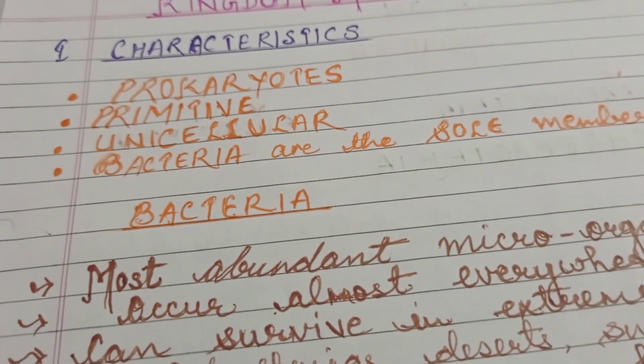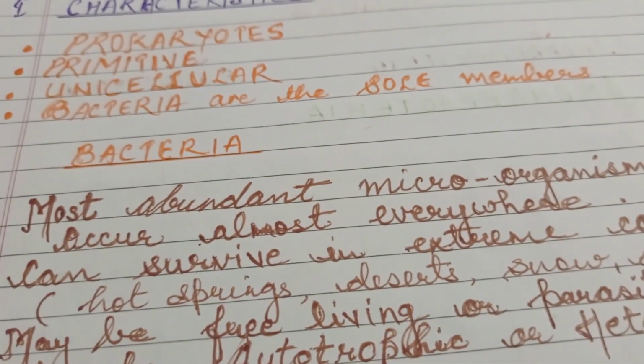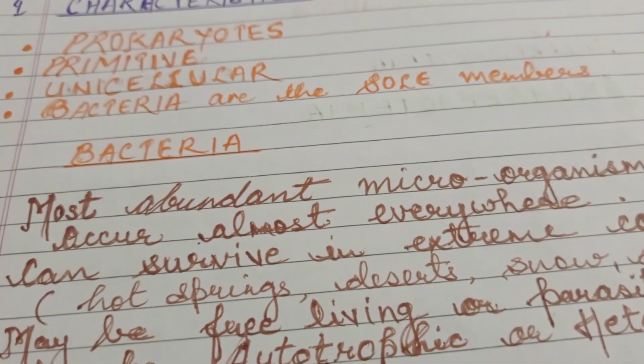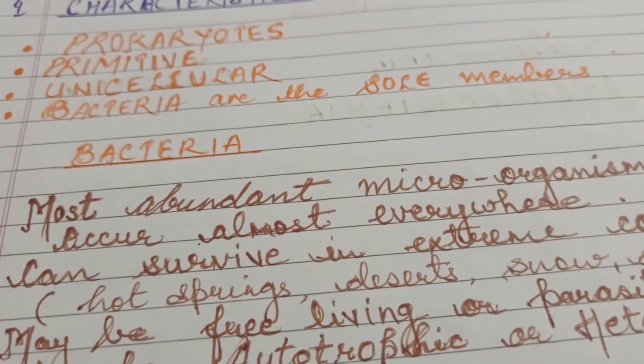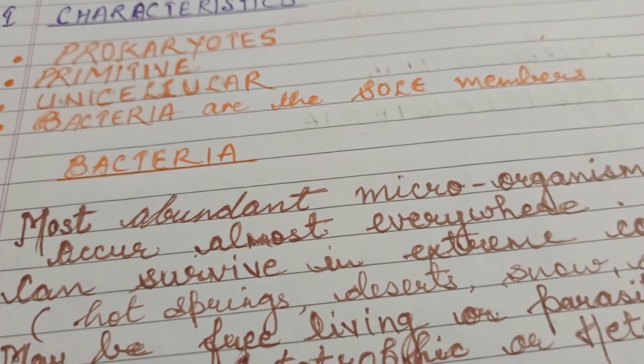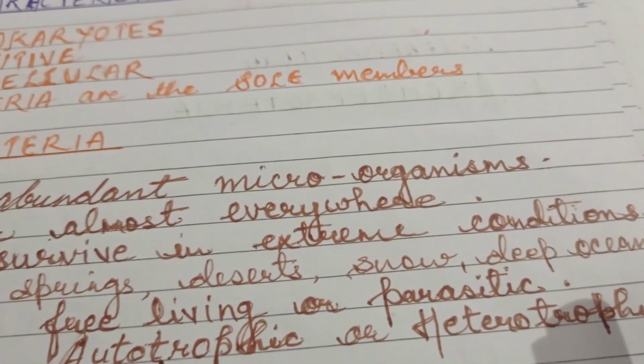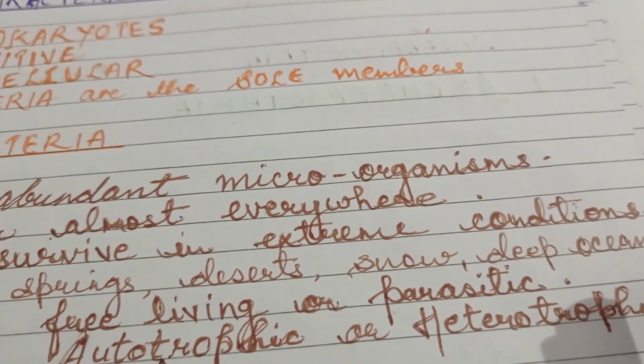Next character of bacteria, just now I told, they occur everywhere. They occur almost everywhere, even in extreme conditions. A huge number of bacteria are present around us. And how is it possible? Because they can survive even in extreme conditions.